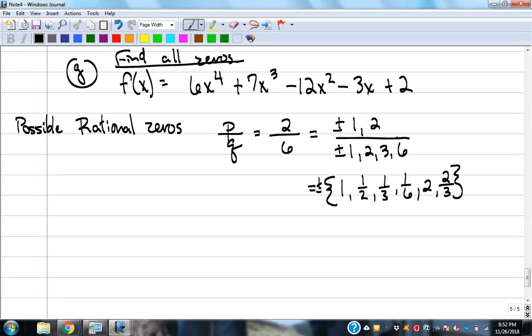So what we're going to do is graph this polynomial with our graphing calculator. That's the next step. You're going to make this list, and then the next step is to graph the polynomial. And that's going to help us in breaking it down.